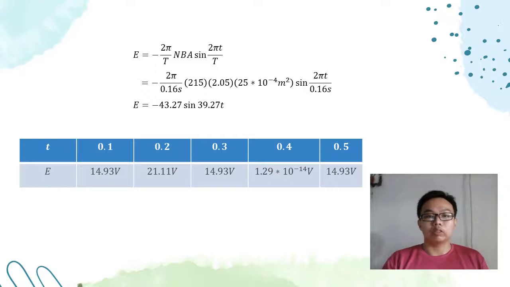From the formula, we can substitute the values given, which are N equals 215 turns, B equals 2.05 Tesla, A is 25 times 10 to the power of negative 4 square meters, and sin 2πt over the period 0.16 seconds. We get the induced electromotive force formula, which equals negative 43.27 sin 39.27t. We can substitute the values of t: 0.1, 0.2, 0.3, 0.4, and 0.5. Then we can get the magnitude of the induced EMF at time t. For this example, we ignore the negative sign because we only need the magnitude of the induced EMF, and the sign is for the direction of the EMF.